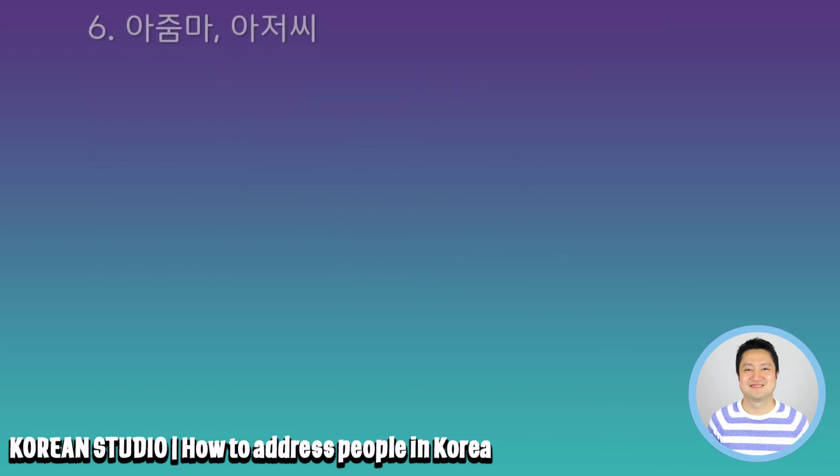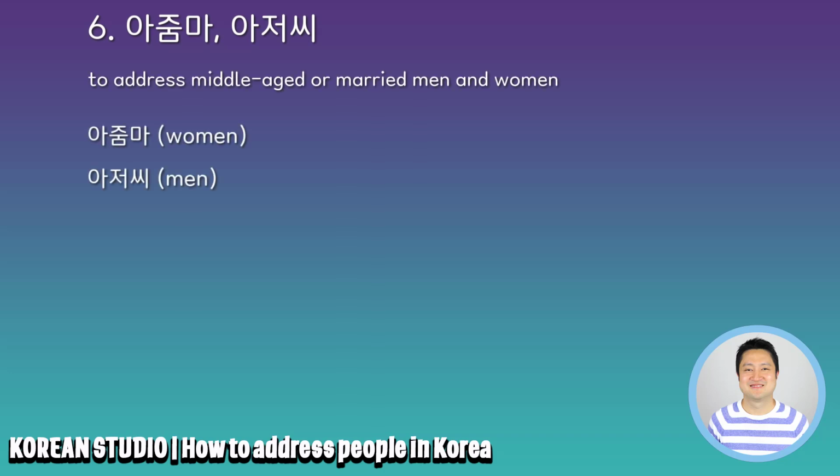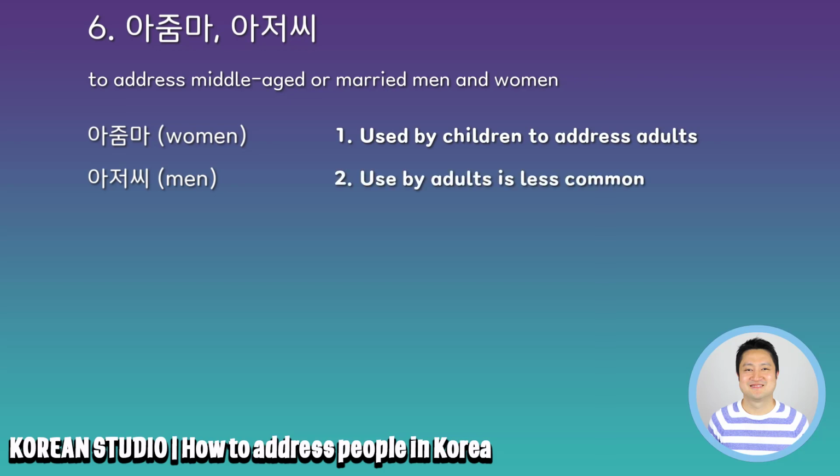Okay, so the final two terms we're going to look at are 아줌마 and 아저씨. Now, we use 아줌마 and 아저씨 when we address either middle-aged or married men and women. And these terms are commonly used by children when they address adult male and female. Generally, it's less common for adults to use these terms, and the only common setting where you might address someone as 아줌마 and 아저씨 is in casual shops and restaurants.